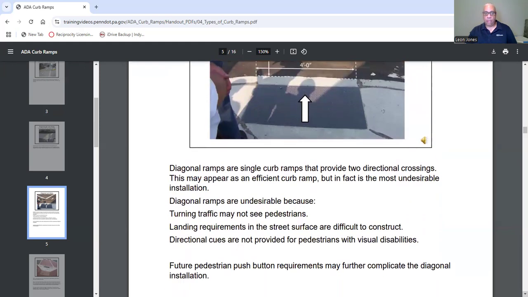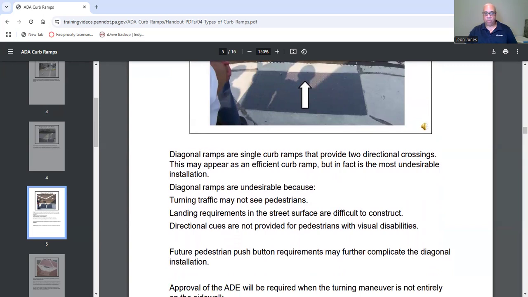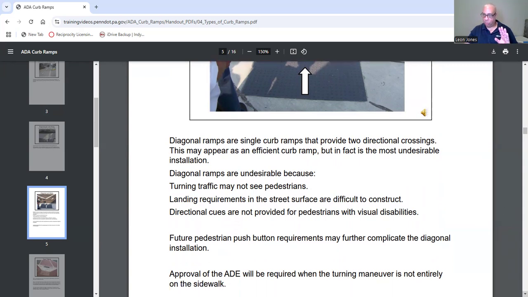So, as you know, diagonal ramps are single curved ramps that provide two directional crossings. This may appear as an efficient curved ramp, but in fact, it is the most undesirable installation. Now, here's why diagonal ramps are undesirable. Because when you are doing a turning movement, or let's say you have turning traffic, you may not see pedestrians. Landing requirements in the street are difficult to construct.